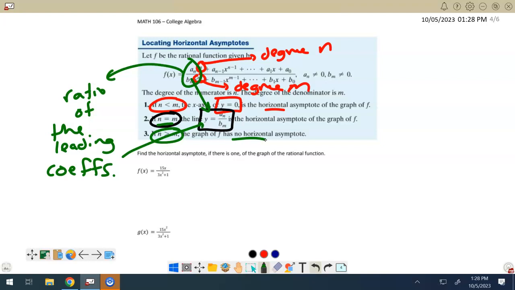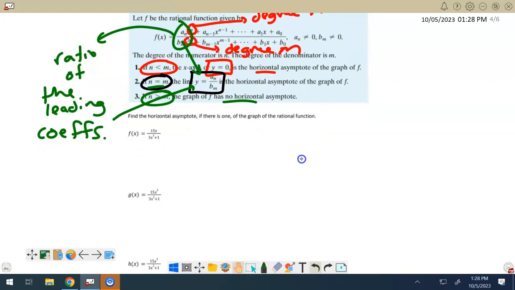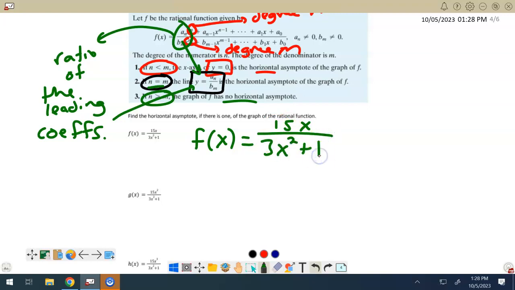All right, so let's take a look at these examples here. Again, I'll write these problems out so you can see them in case they're really small on your screen. We have 15x over 3x squared plus 1. It wants me to find just the horizontal asymptote, which is good because in this case, there is no vertical asymptote because it would be imaginary, which is a weird case that we probably won't see very often. Find the horizontal asymptote if there is one of this graph.